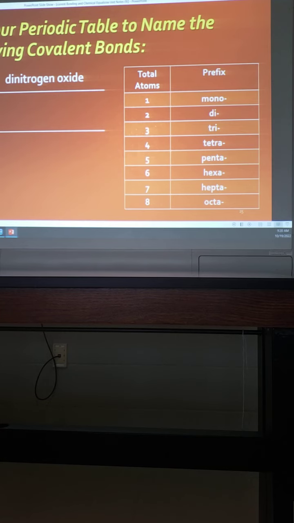All right, so do you see any subscripts? They're representing 1. We could put the mono in front of it, so we could put mononitrogen monoxide, or we can just call this nitrogen oxide. Either way, it is representing the same compound.